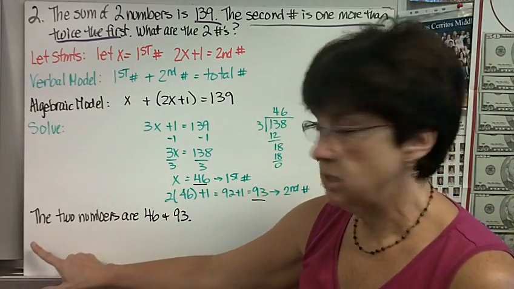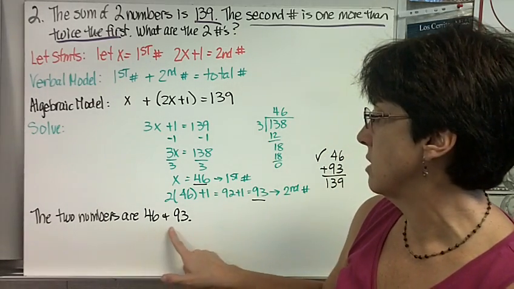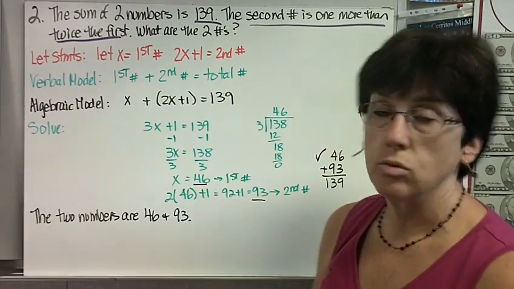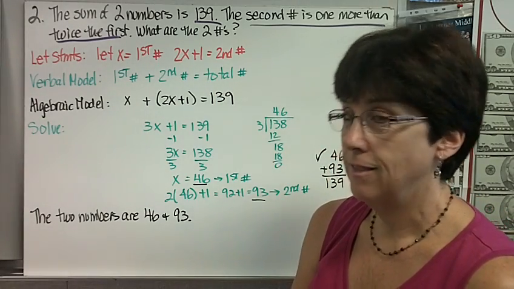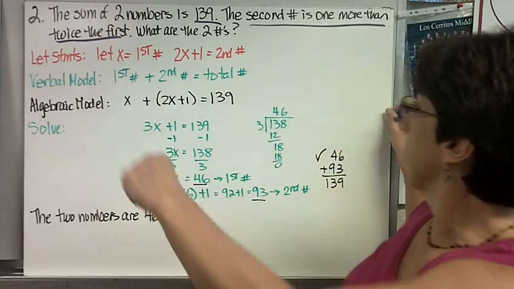All right, here's a short little sentence. The two numbers are 46 and 93. But that's all I asked you. What are the two numbers? Okay? All right, one more.